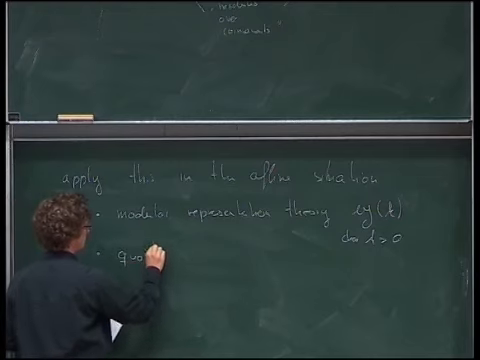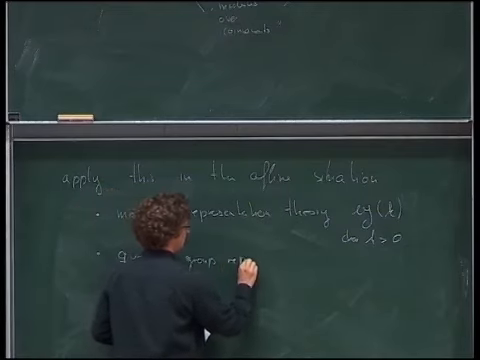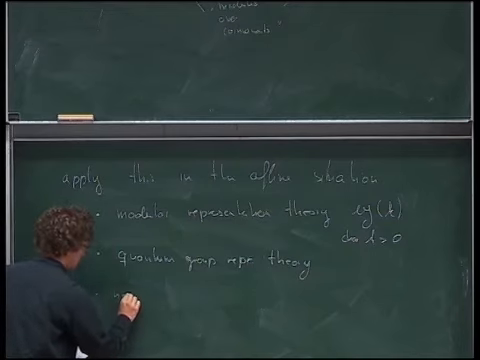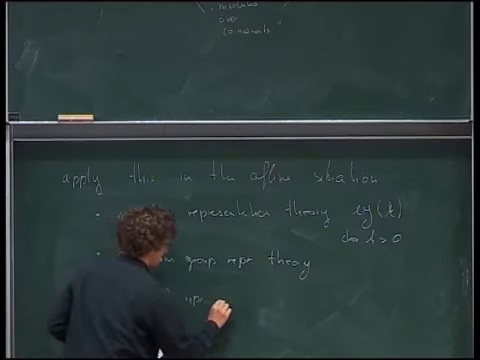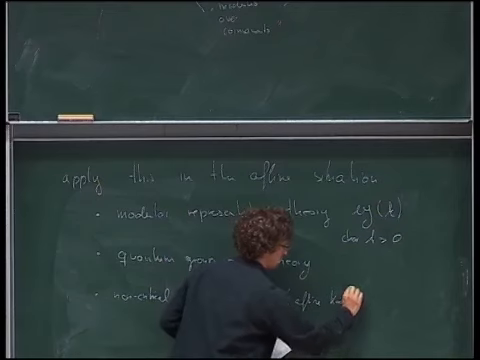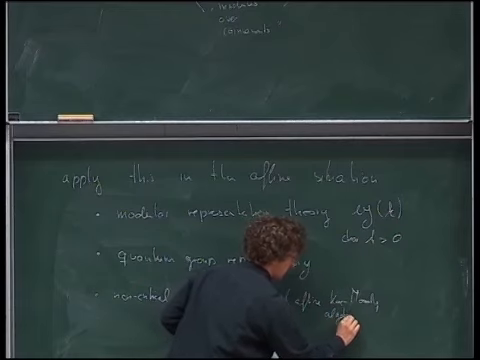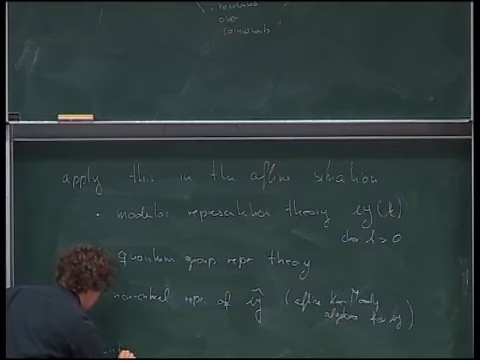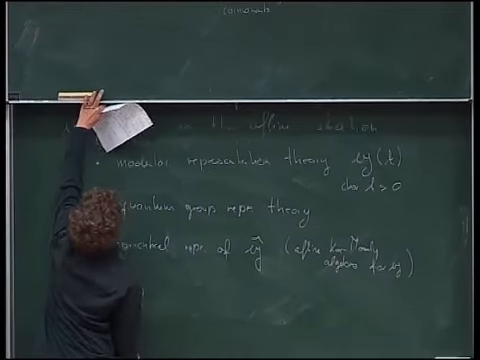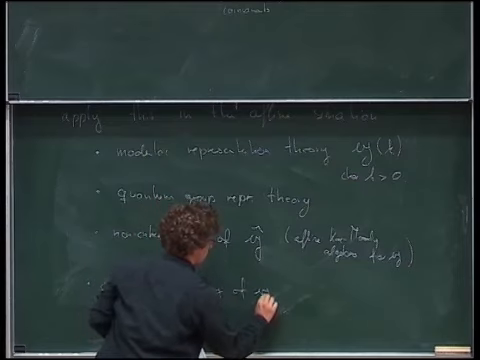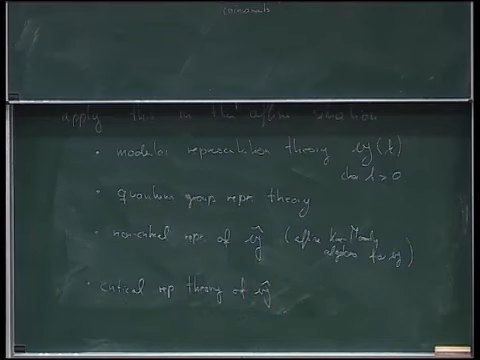Very related is the quantum group representation theory, but also the non-critical representation theory of the affine Kac-Moody algebra. So this is the affine Kac-Moody algebra associated to G. And in the end, there's also the critical representation theory of G hat. So in all these instances, there is work on the analog of the Beilinson-Bernstein localization.